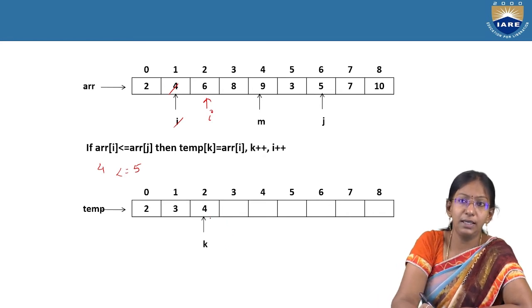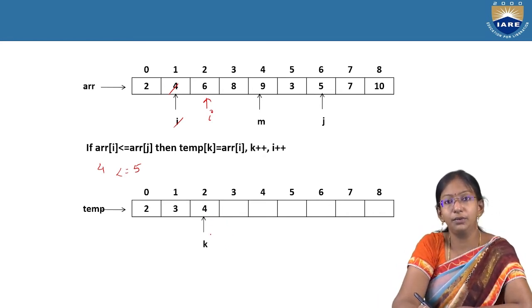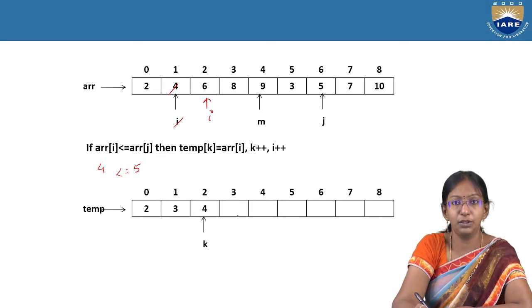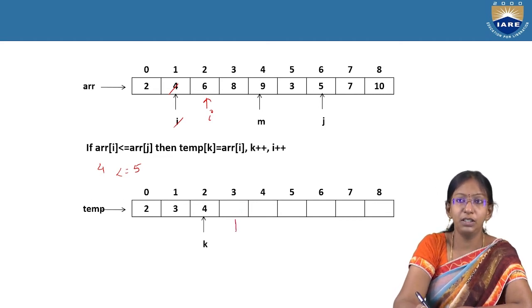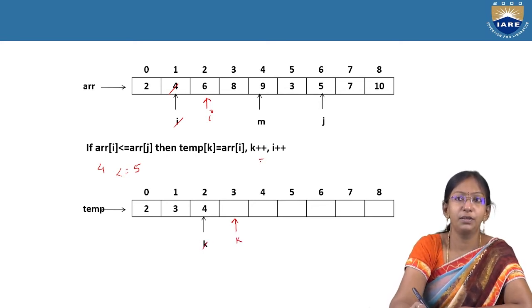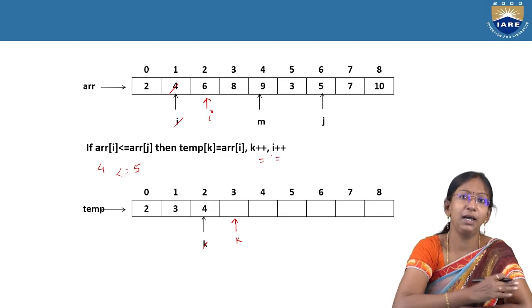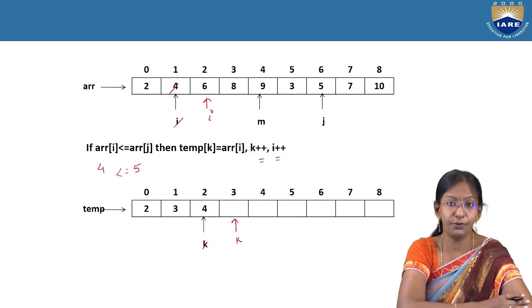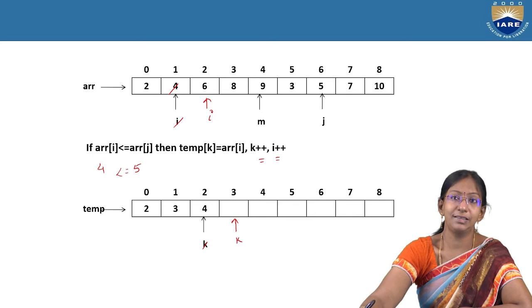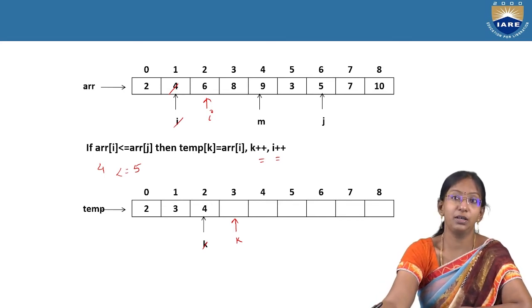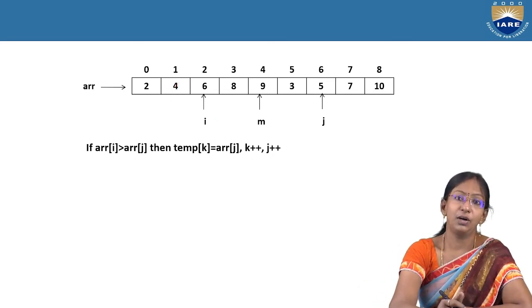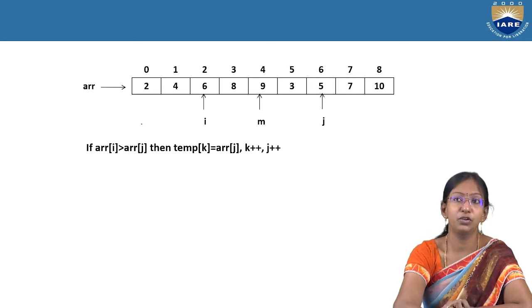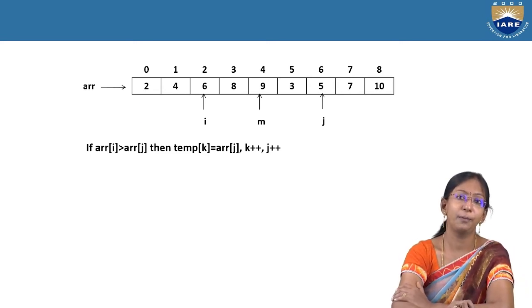Coming to the pointer k, as you have filled the current position with 4, I need to think of the next blank. So I'm going to increment k. So I have incremented k and incremented i. So the new element pointed by i is 6, pointed by j is 5, right? So let's have a look at the changed list. Yes. Now i is pointing to 6, j is pointing to 5.